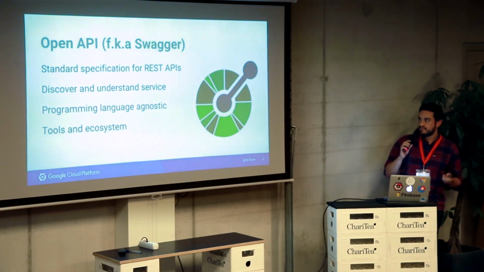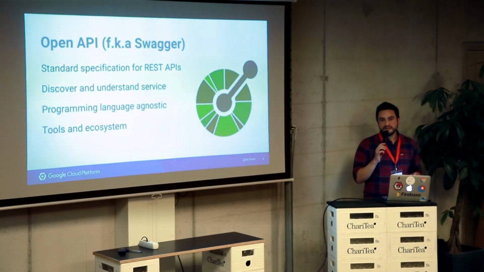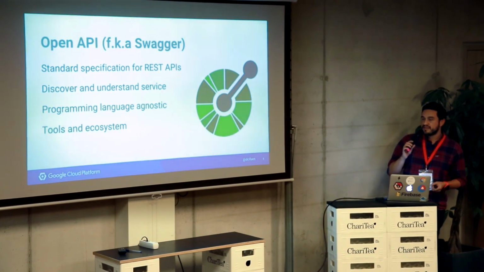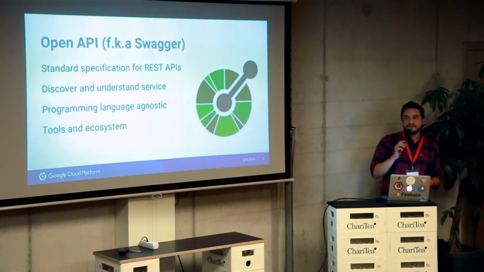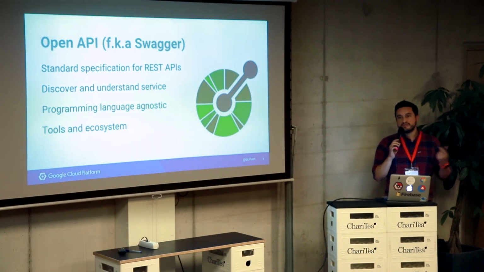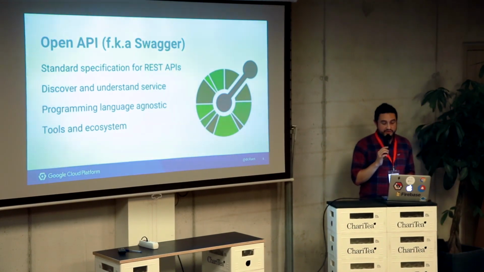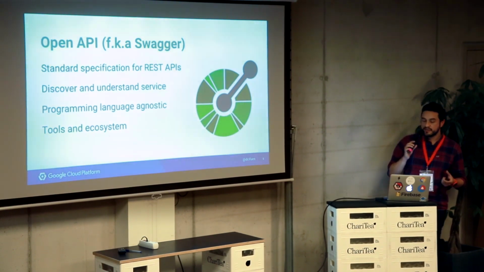But in the latest years, one caught a lot of attention and a lot of momentum, and it was called Swagger, and now is part of the OpenAPI initiative. So what is it? It's a standard for specifying RESTful APIs, and the goal is to help both developers and also other programs to discover your API and understand what are the services that it provides.